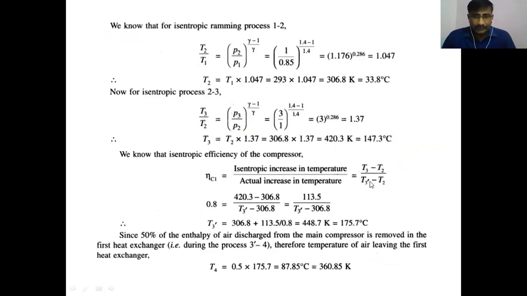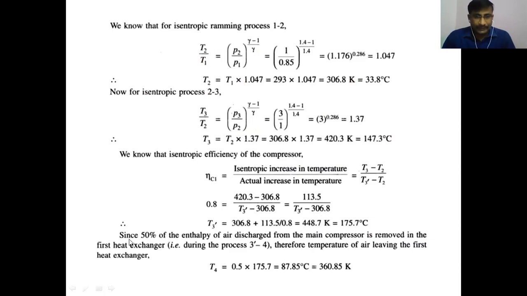So (T3 minus T2) by (T3 dash minus T2) is the isentropic increase in temperature by the actual increase in temperature. Upon substitution of all the values, only T3 dash is the unknown parameter, and we can find it from this equation. So T3 dash is 448.7 kelvins, the temperature of air after the actual compression process in the main compressor. It is 175.7 in centigrade.